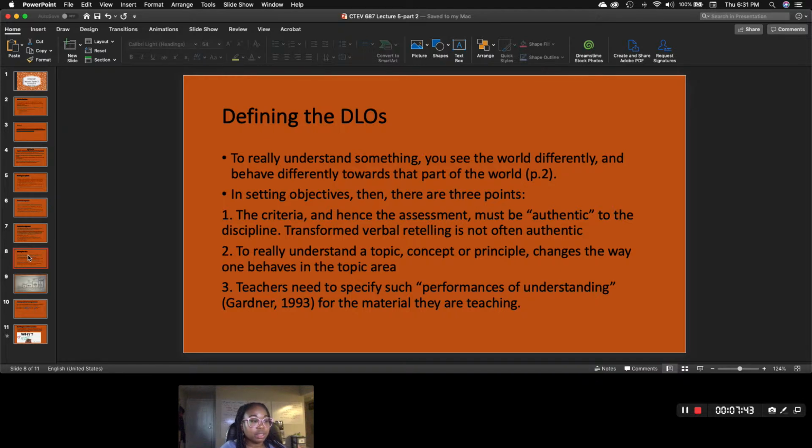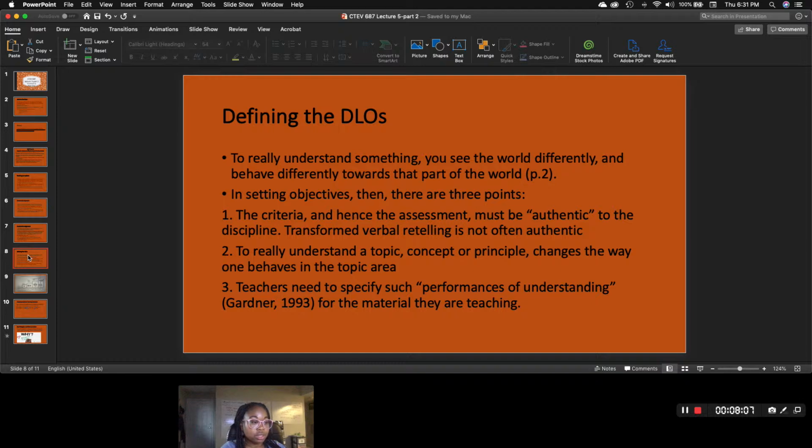Two, to really understand a topic, concept, or principle changes the way one behaves in the topic area. So you need to have a full grasp, and students need to have a full grasp of that topic area. Allowing them time to explore within the topics, and also expand their knowledge, may be a good way of increasing their topic area knowledge.